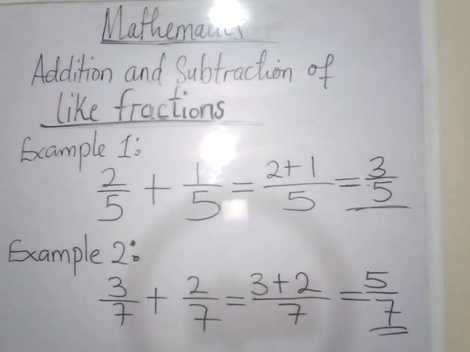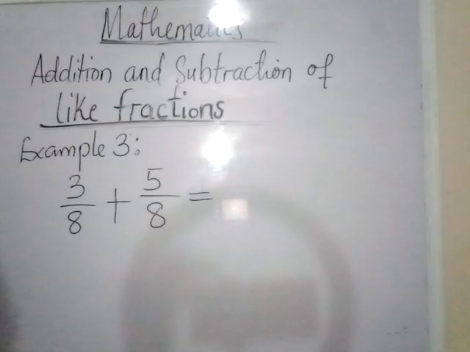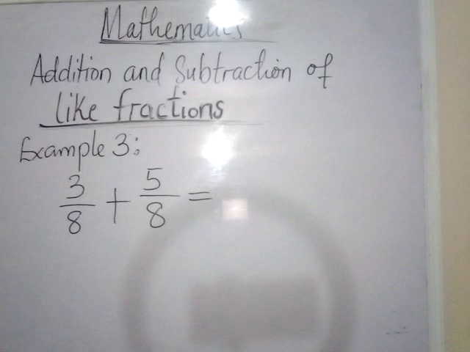We're going to look at the third example, and this third example is kind of peculiar. I'm deliberately picking it out to show us something, so that we can learn from it. So the next example we're going to look at, the peculiar one, is 3/8 plus 5/8. 3 over 8 plus 5 over 8.